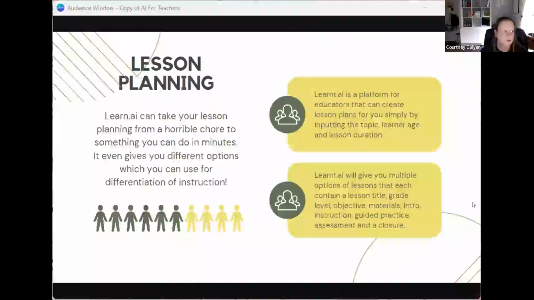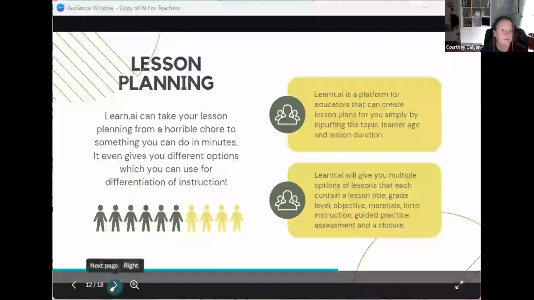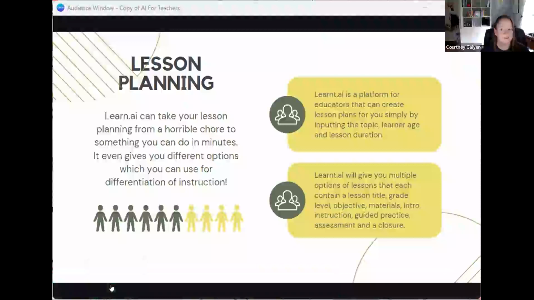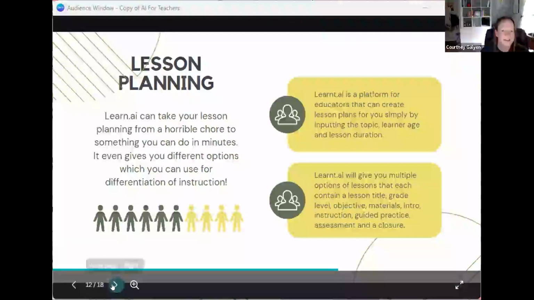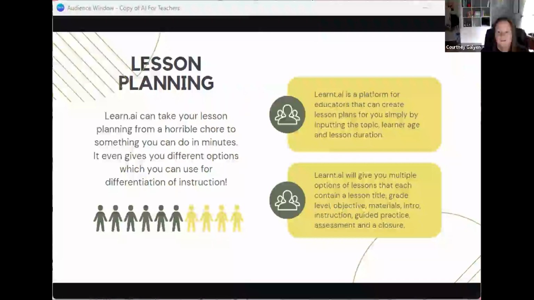Play with Learned AI, see what it can do, and see how it can help you. And I don't work for them. I don't get any incentives from them. I just think that Learned AI is a really cool, really powerful program that can help us be more efficient and better educators and save you time on the stuff that's not fun to do. Because I don't think any of us have ever sat in front of our computer and thought, yes, it's time to write lesson plans. I'm so excited. I look forward to this every week. Because we know you don't.